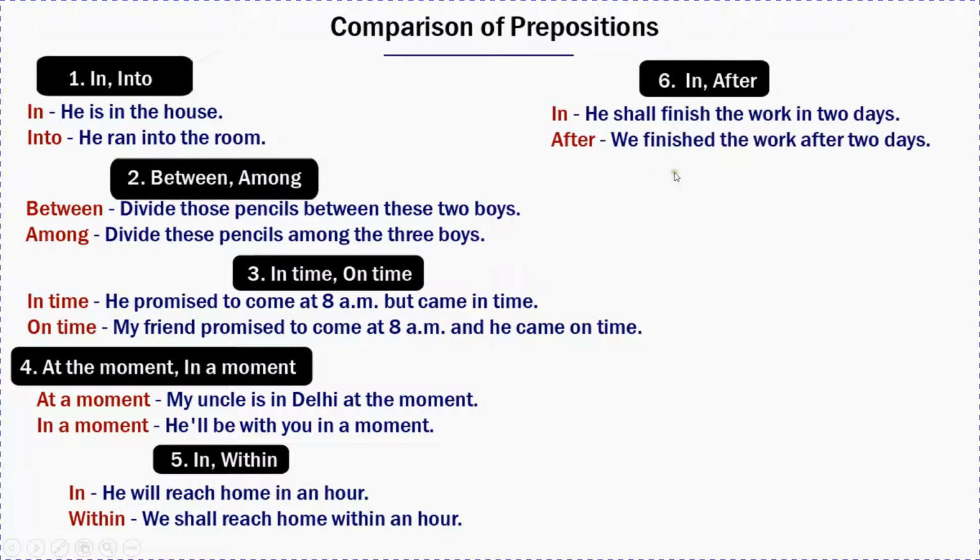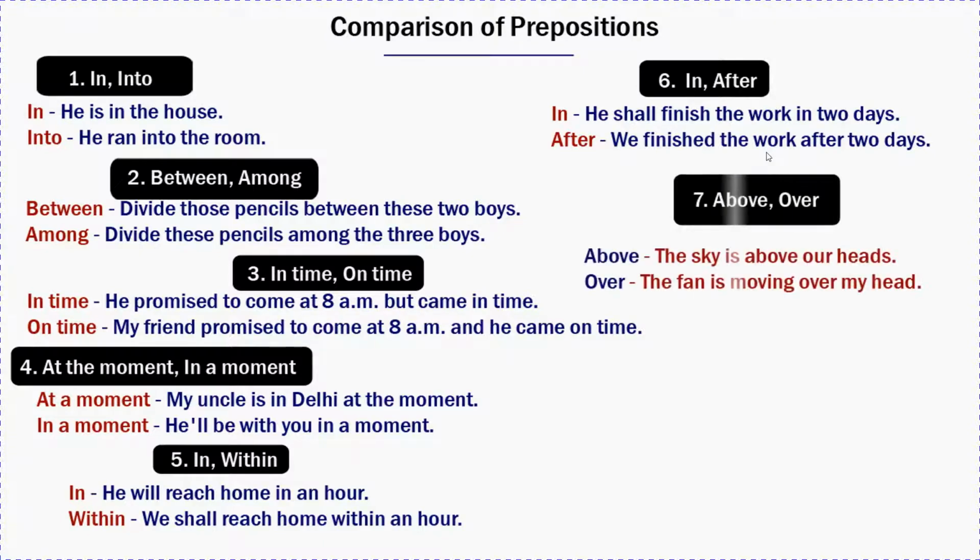In and after. First one is he shall finish the work in 2 days. Means 2 days means what, children? Suppose we are talking about Monday and Tuesday. So before Tuesday he will complete his work. And after, we finish the work after 2 days. Means he will completely take 2 days. Maybe he can take third day also. Suppose I have given you Monday and Tuesday, you have to complete your work. But when you are saying you will complete your work after 2 days, so maybe it can be Wednesday or Thursday. Fine.